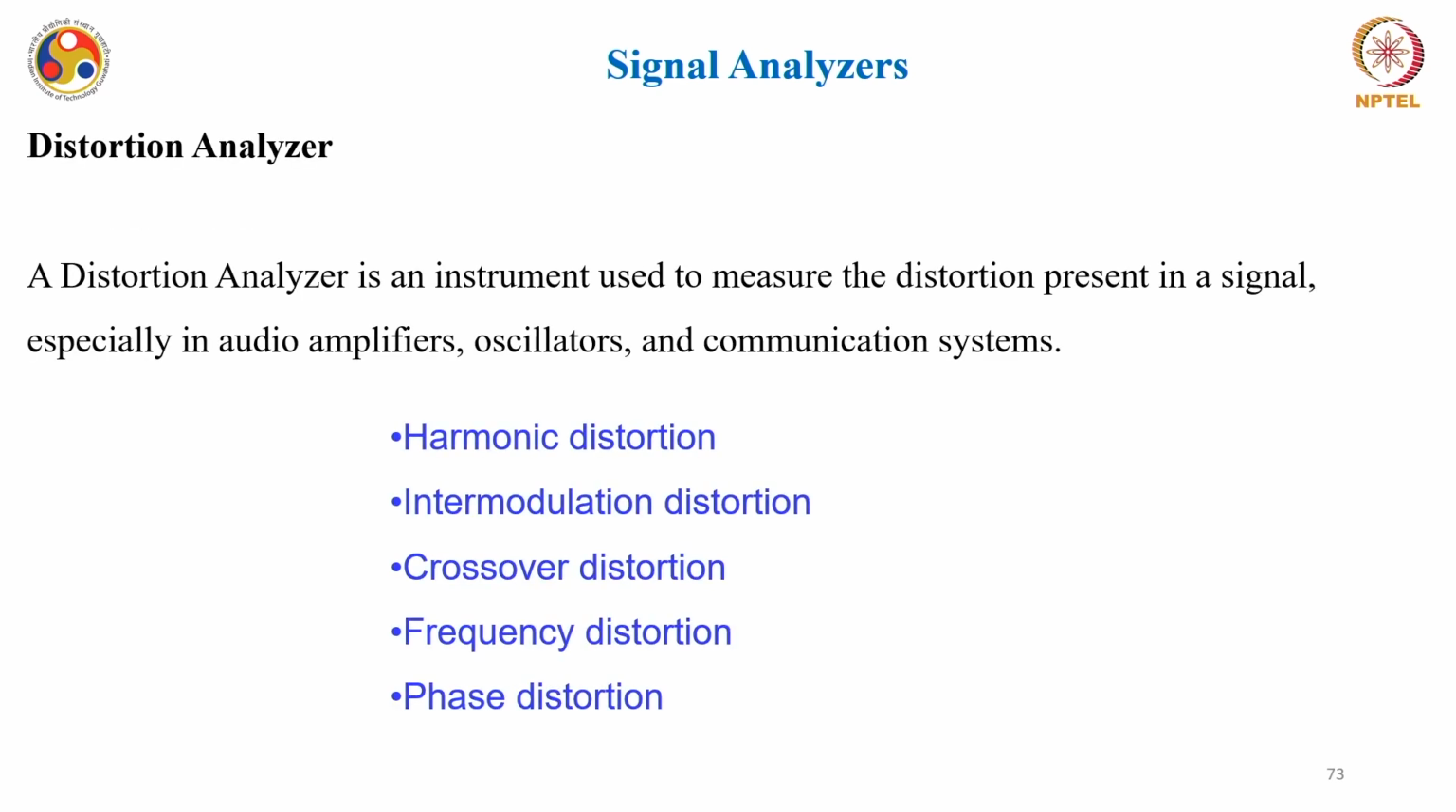Then we have distortion analyzers. A distortion analyzer is an instrument used to measure the distortion present in a signal, especially in audio amplifiers, oscillators and communication systems. There are different kinds of distortion that may be present, like harmonic distortion, intermodulation distortion, crossover distortion, frequency distortion, and it can also be distortion in the phase. Maybe in the next class, we will also discuss harmonic distortion analyzers in detail.